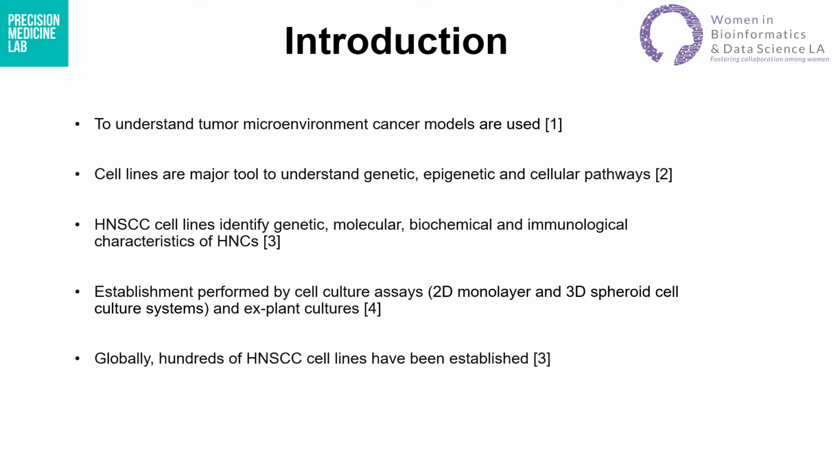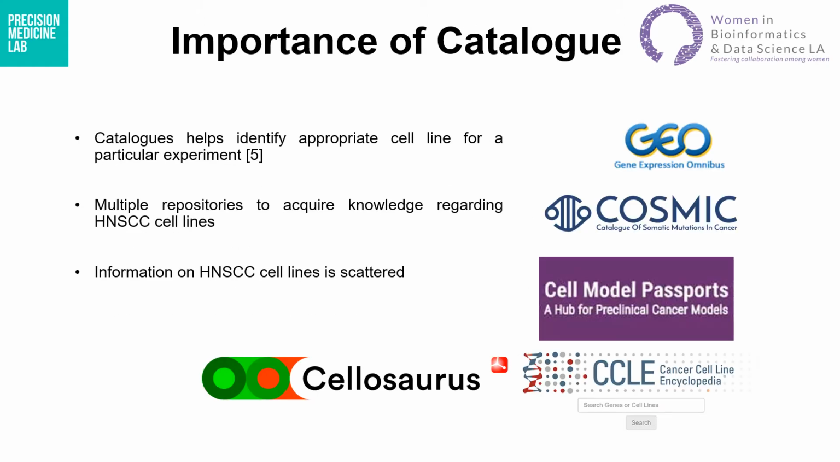These cell lines are either established through cell culture assays such as 2D monolayer and 3D spheroid cell culture systems or the explant cultures. And to date, globally, hundreds of HNSCC cell lines have been established. Although the data on these established cell lines are present throughout the databases such as Cellosaurus, CCLE, Cell Model Passport, Gene Expression Omnibus, this data is scattered and it needs to be cataloged.